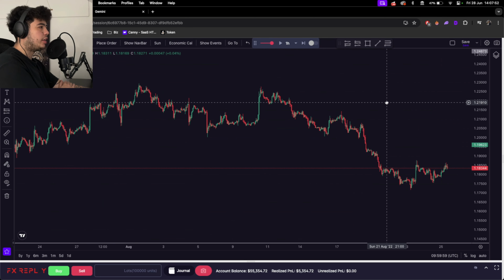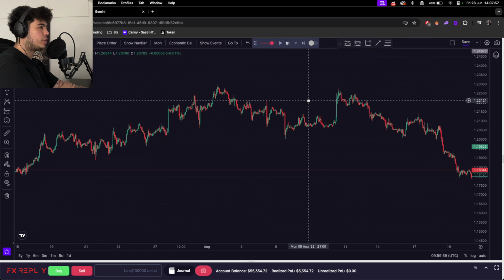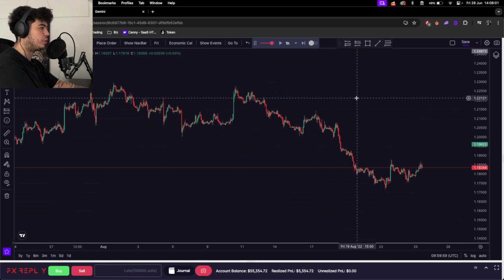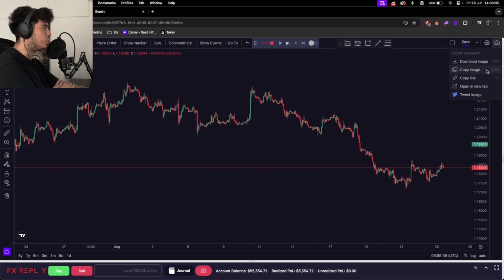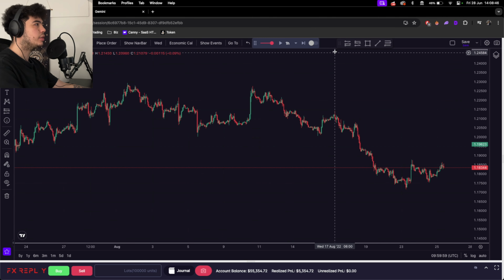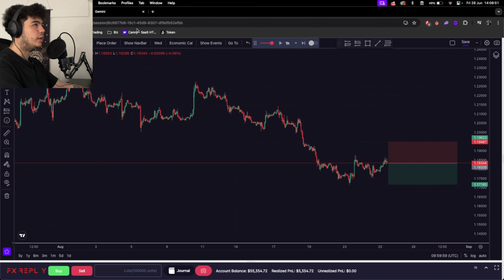Okay, so we can try again here. So what we have is quite a nice move to the downside after a short move up, a bit of consolidation. So here I'd just be looking to go in for shorts again. So I wonder if it will agree with me. Okay, so it's looking to sell again, which I agree with. So we'll go in and place our short at market price.